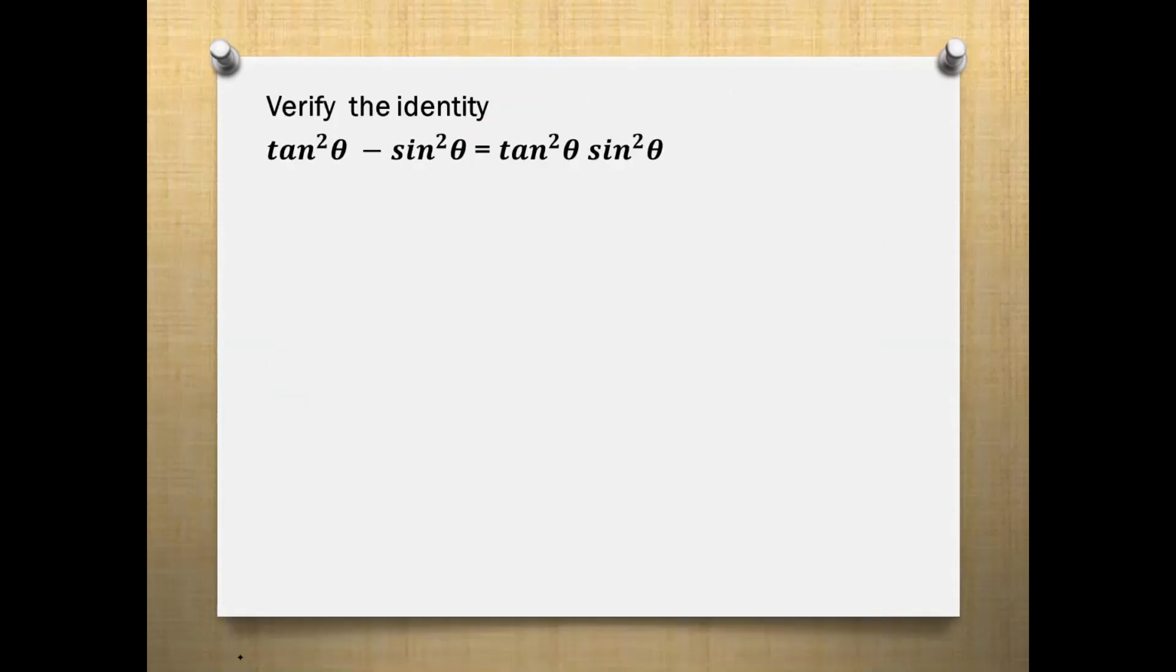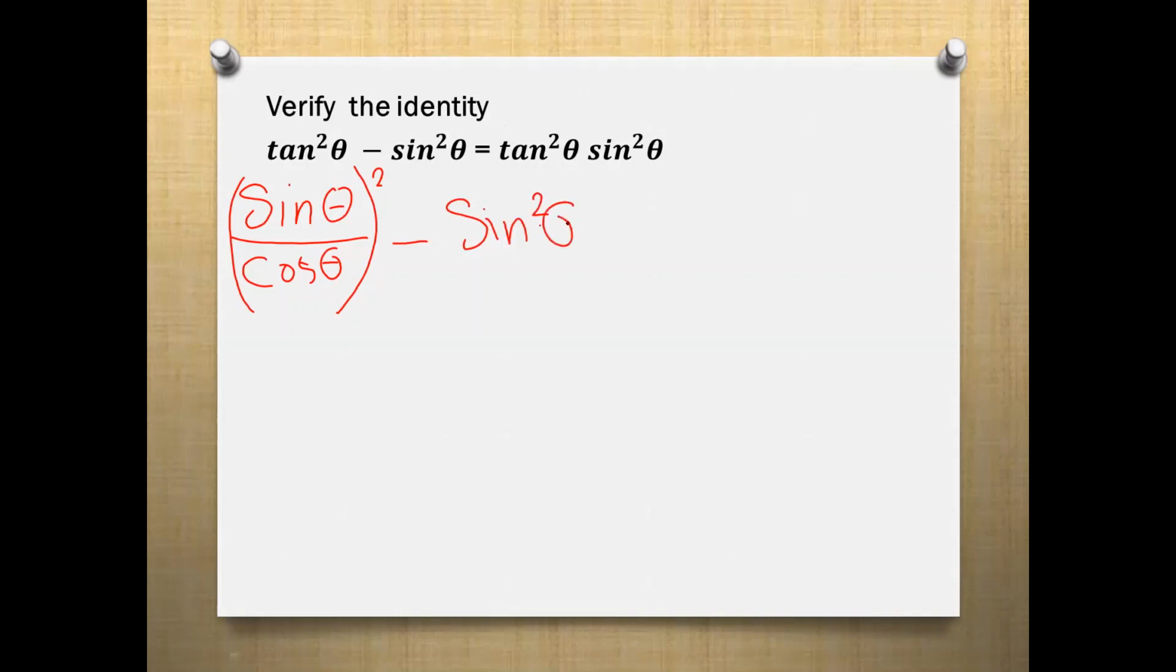Now, if I gave you this example and I ask you to verify this identity, how? First, you have to say that tan squared theta minus sine squared theta, I have to verify that it's equal to tan squared theta times sine squared of theta. The first step, tan is sine of theta over cosine of theta. Now, since I am talking about tan squared, it will be sine squared over cosine squared minus sine squared of theta.